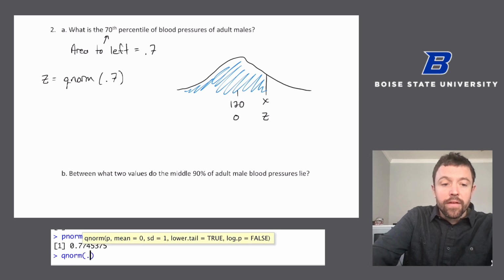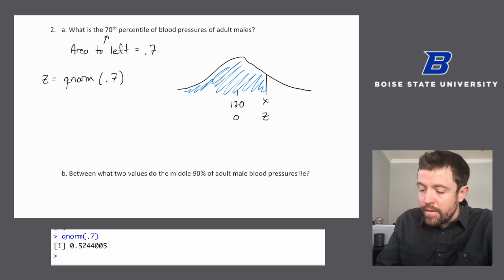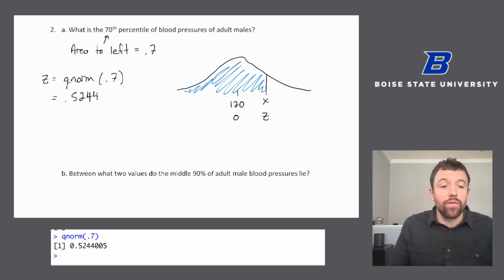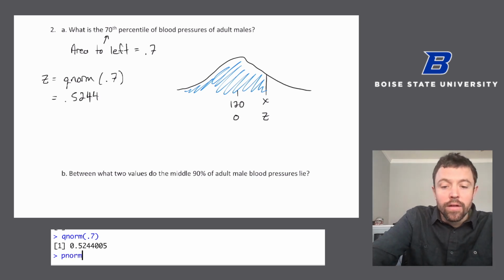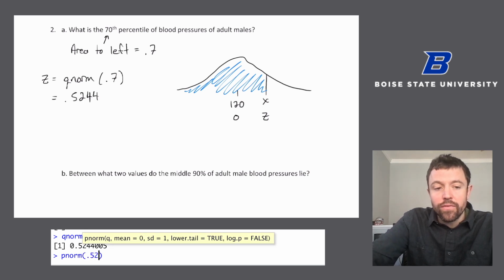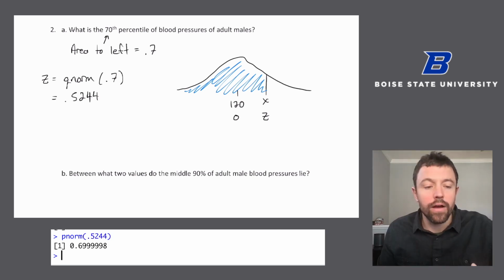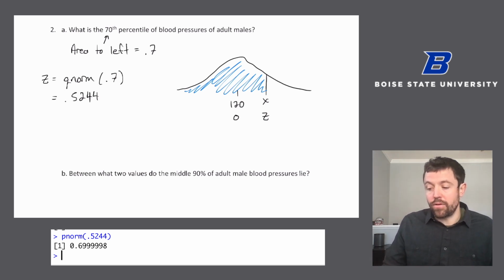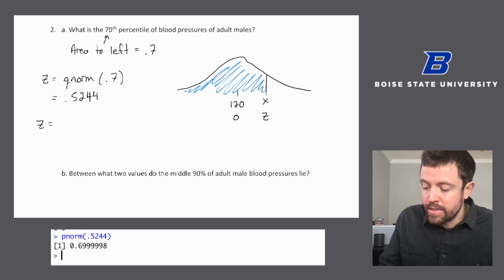So qnorm of 0.7. I get 0.5244. This means that the z-score with an area to its left of 0.7 is 0.5244. And just to show you, if I type in pnorm of 0.5244, there's rounding error there, but it rounds to 0.7. Qnorm and pnorm are inverse functions. They're doing opposite things. All right, so this is my z-score. So I know that Z is 0.5244.